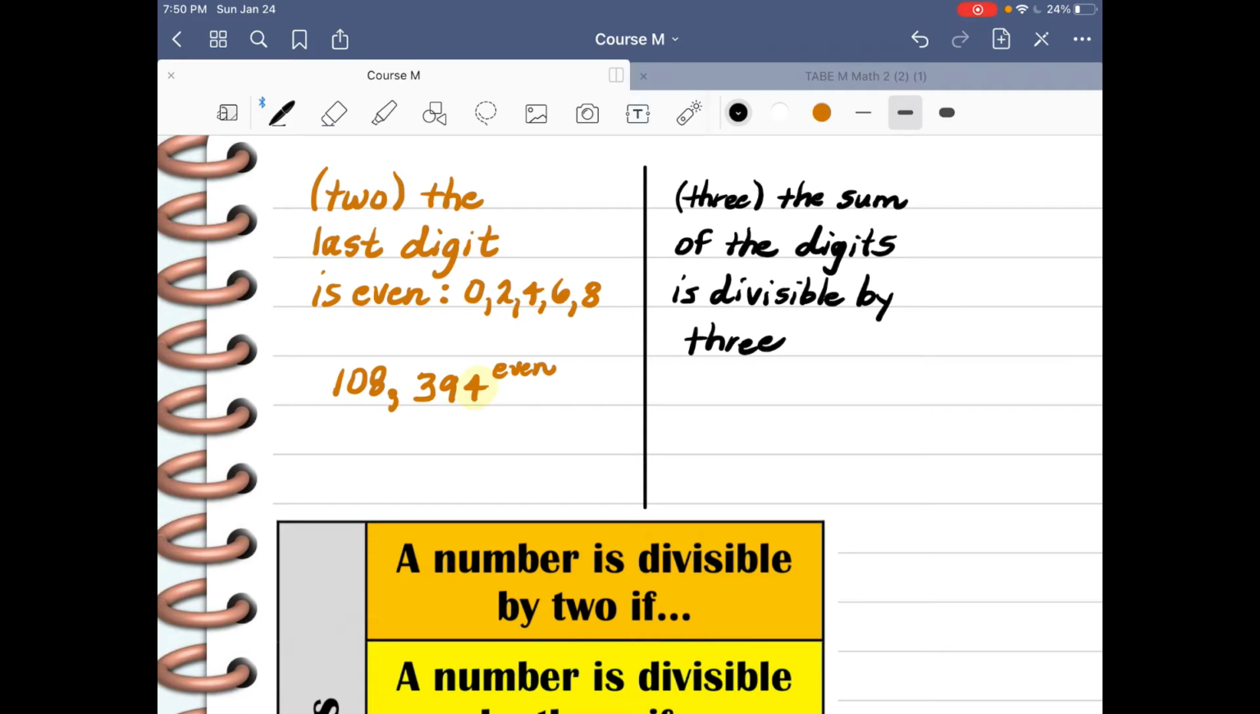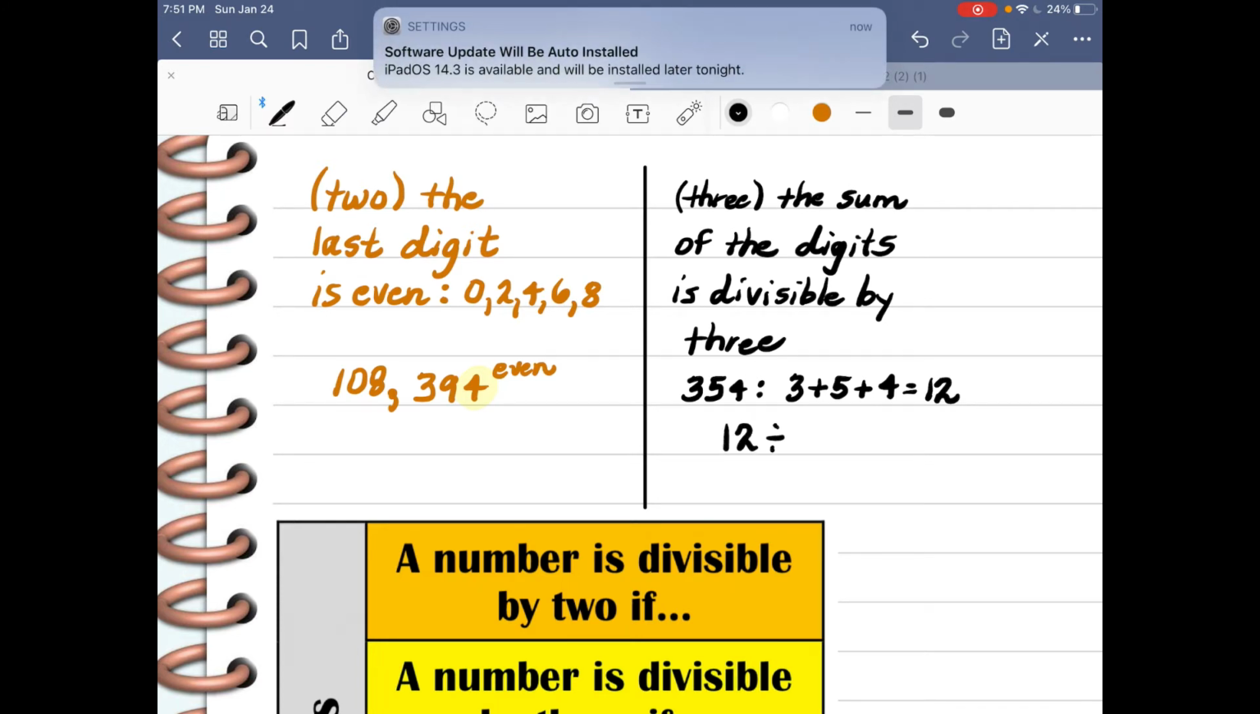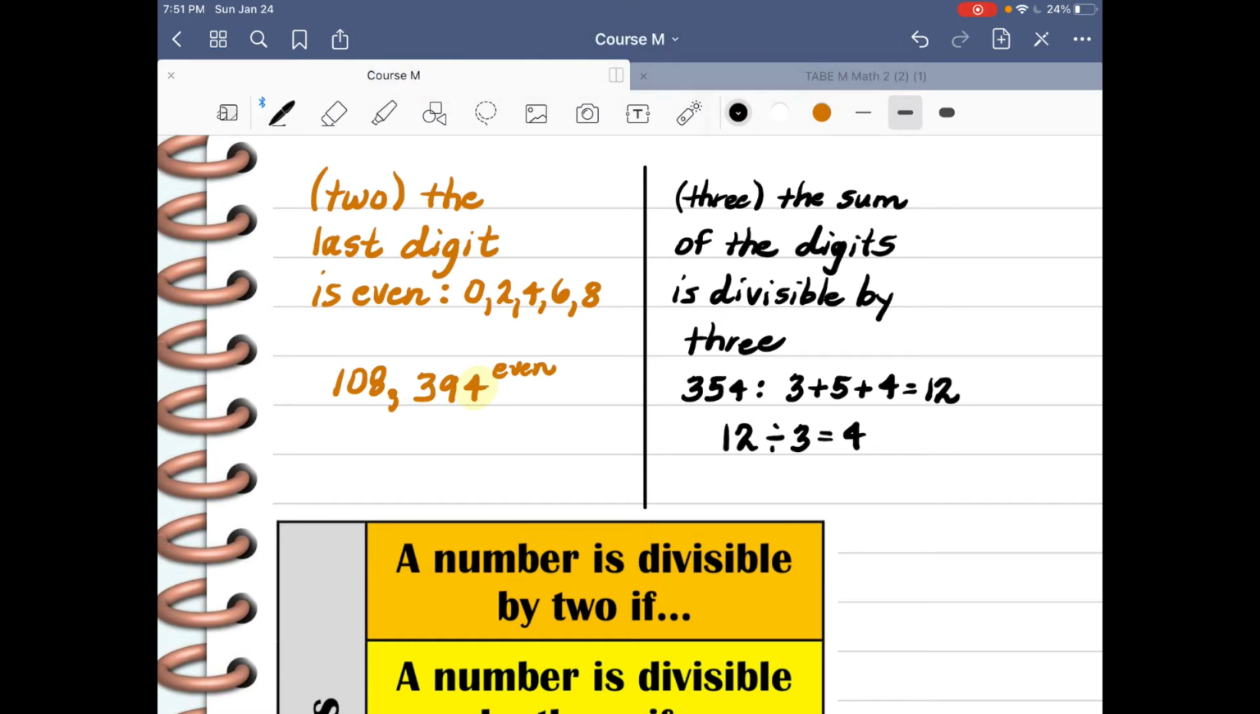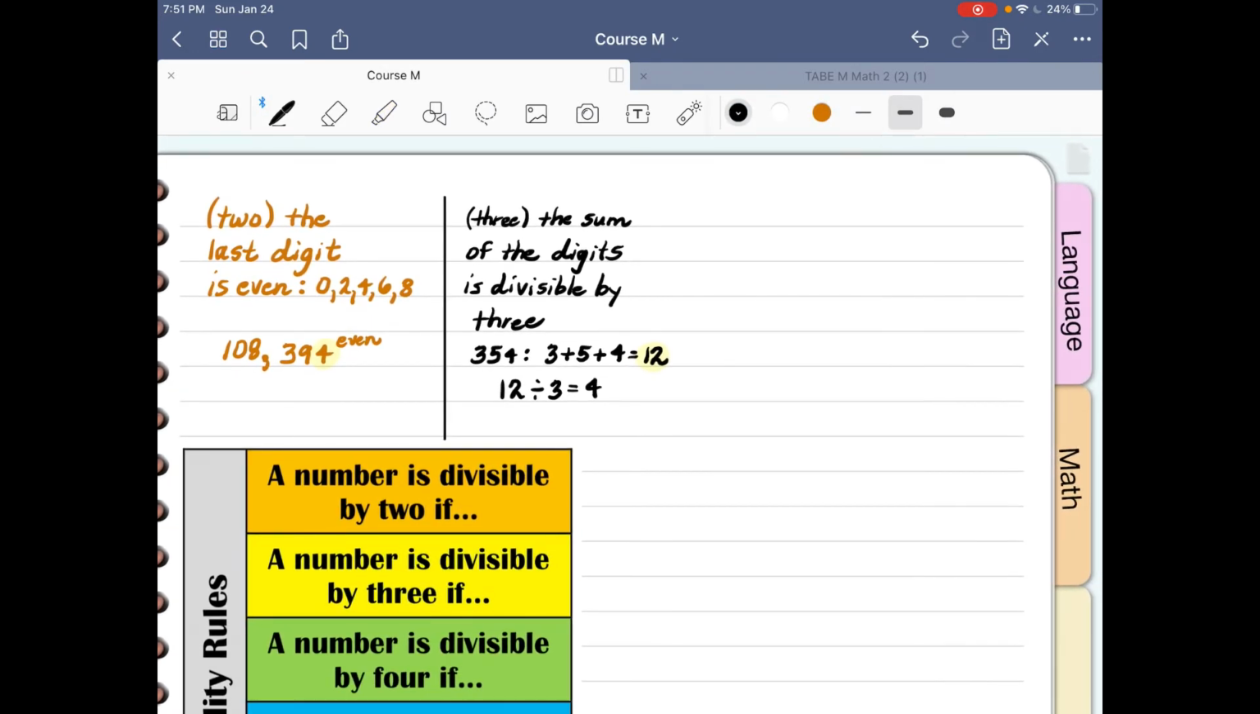For example, let's look at the number 354. So if we want to know if 3 will divide evenly into 354, we would take the 3 plus the 5 plus the 4. 3 plus 5 is 8, plus 4 is 12, and 12 is divisible by 3. So we would say that 354 is divisible by 3. If the sum of the digits can be divided by 3, then the entire number can be divided by 3. That one's a little bit harder to understand, but it's a very valuable trick to know.